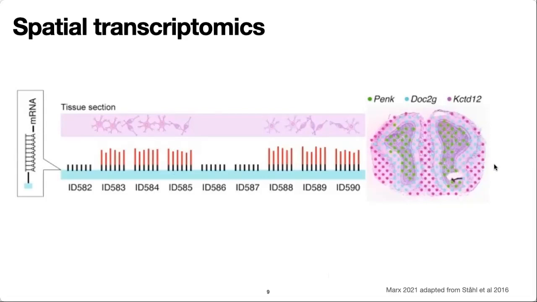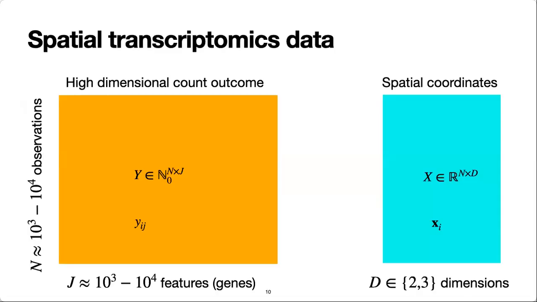Now, more recently, we're starting to have three-dimensional imaging techniques. Each of these spatial locations is associated with a high-dimensional gene expression count vector, and this is a schematic of what that might resemble. So the high-dimensional count outcome is very similar to single-cell RNA-seq, but now we also have associated with each observation a spatial coordinate of dimension 2, or mostly 2, but possibly 3 in the future.